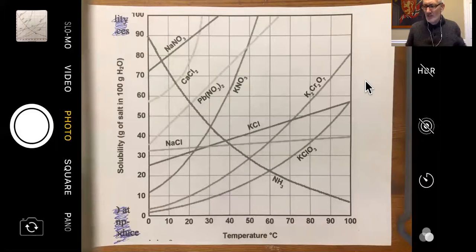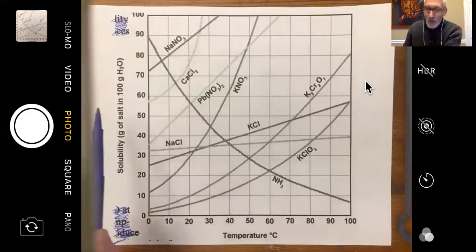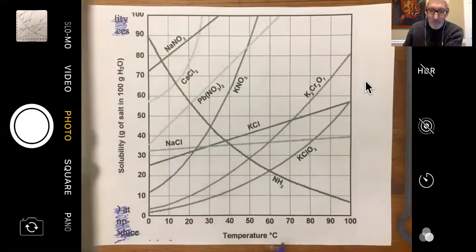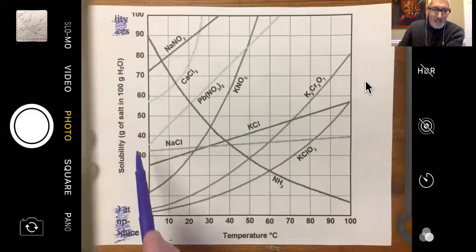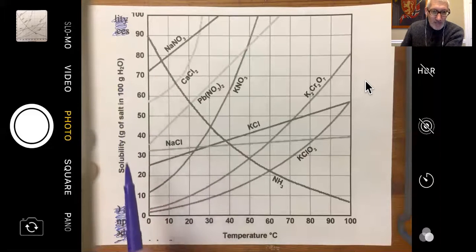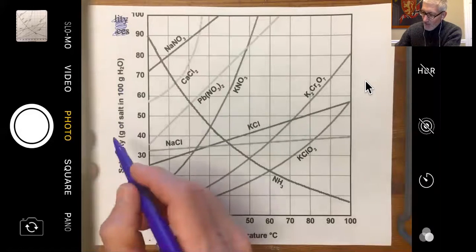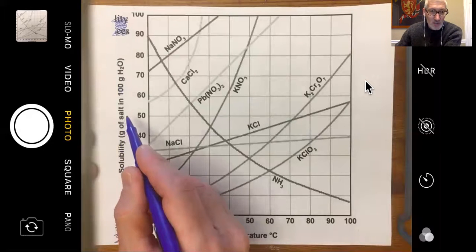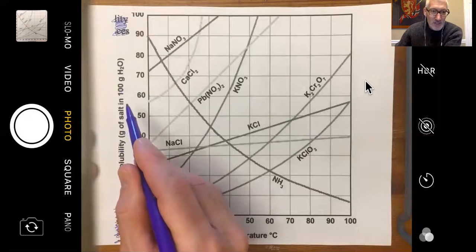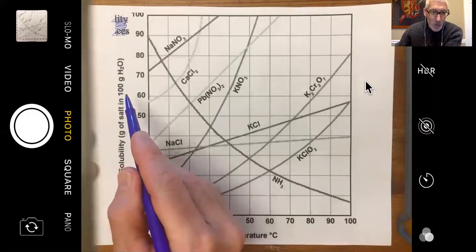This is what we call a solubility chart. You have an assignment posted today that has a different one of these, but I just want to run through this with you so that you can understand how to read these things. So on the x-axis is temperature, and on the y-axis is solubility. You have to read it really carefully. It says this is the number of grams of salt that you could dissolve into 100 grams of water.